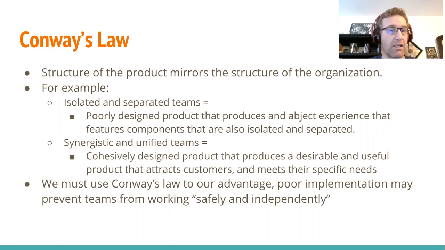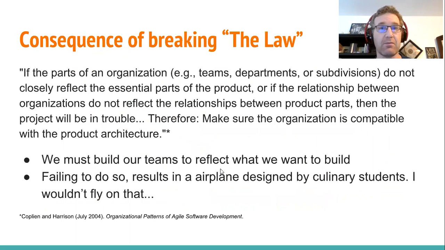So you need to use Conway's Law to your advantage, as poor implementation may prevent teams from working safely and independently. If you break this law, as stated by Copeland and Harrison in July of 2004 in Organizational Patterns of Agile Software Development, if the parts of an organization, in other words the teams, the departments, or the subdivisions, do not closely reflect the essential parts of the product, or if the relationships between those organizations do not reflect the relationships between the product parts, then the project will be in trouble.